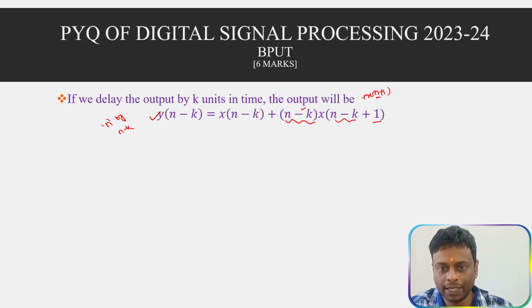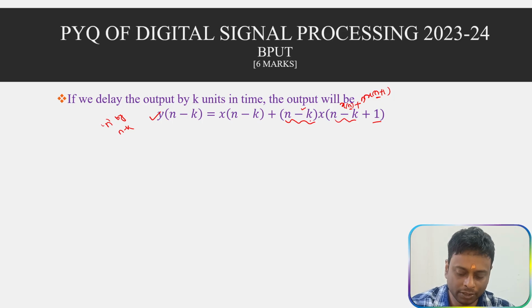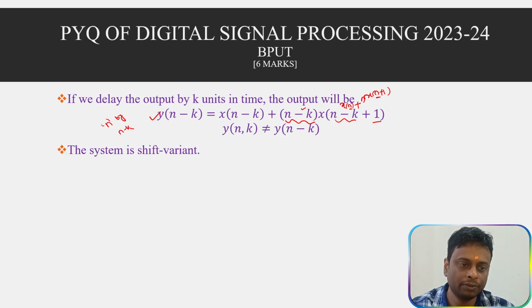Similarly, n into x of n plus 1, so you can see all the n would be replaced by n minus k. In this case, both are not equal actually, so that is why it is shift variant. If both are equal, it will be invariant.